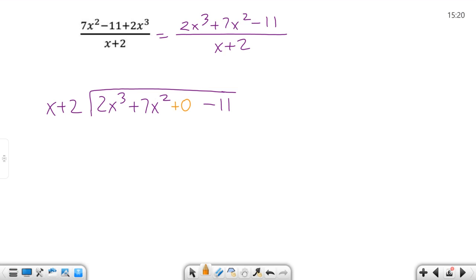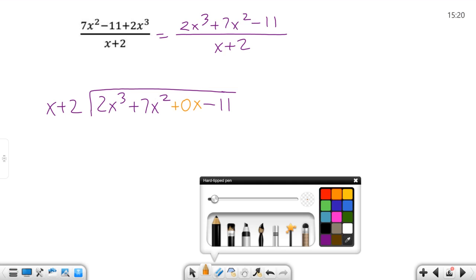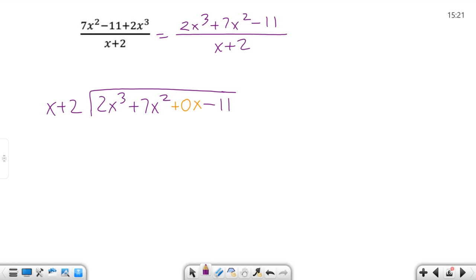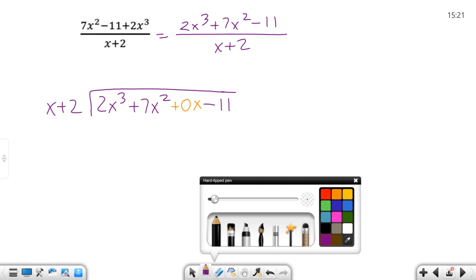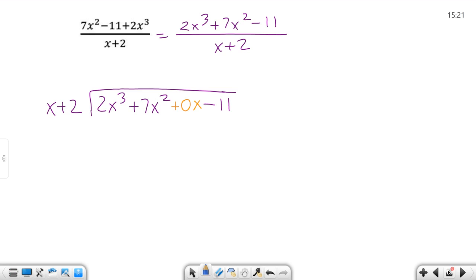So this is going to be plus 0x. That's just a placeholder for my column for my x's. So here, x and 2x cubed, I need a what? A 2x squared. So that's going to go here, 2x squared. I multiply that by x and get what? 2x cubed. And then 2x squared times 2 is plus 4x squared.